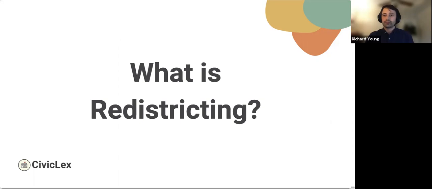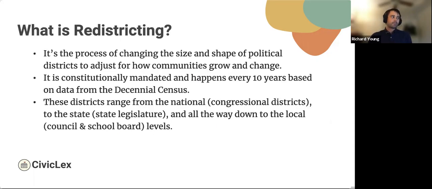So what is redistricting? Essentially, it's the process of changing the size and shape of political districts to adjust for how communities grow and change over time. It is something that is constitutionally mandated in the US Constitution, and it happens every 10 years based on data from the decennial census.